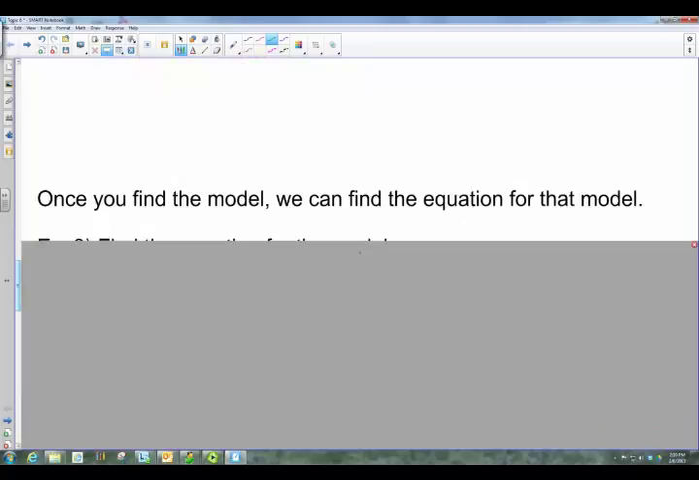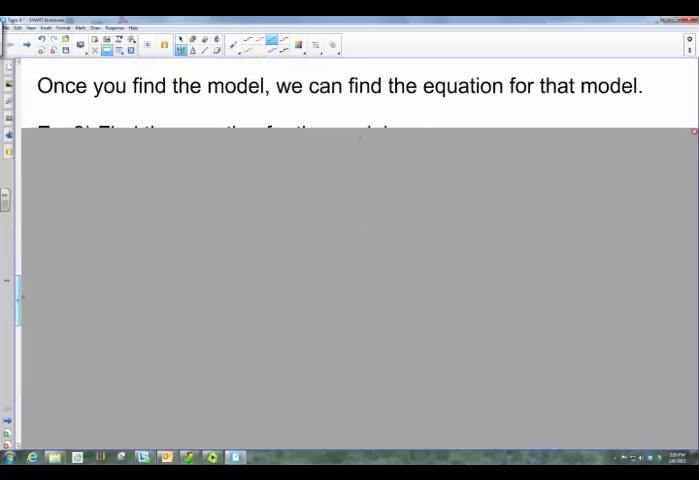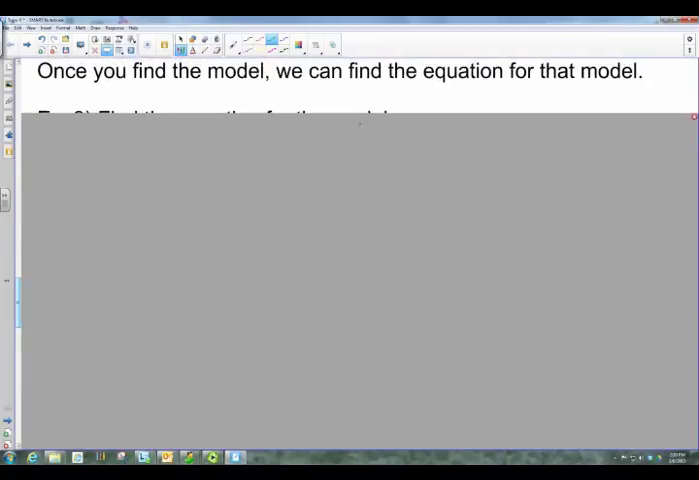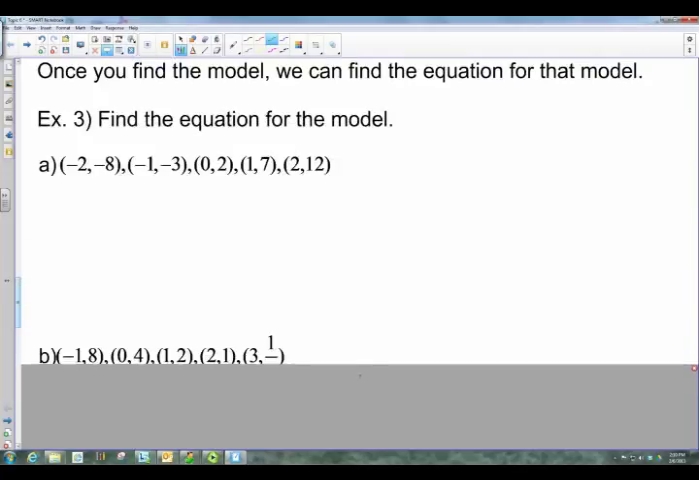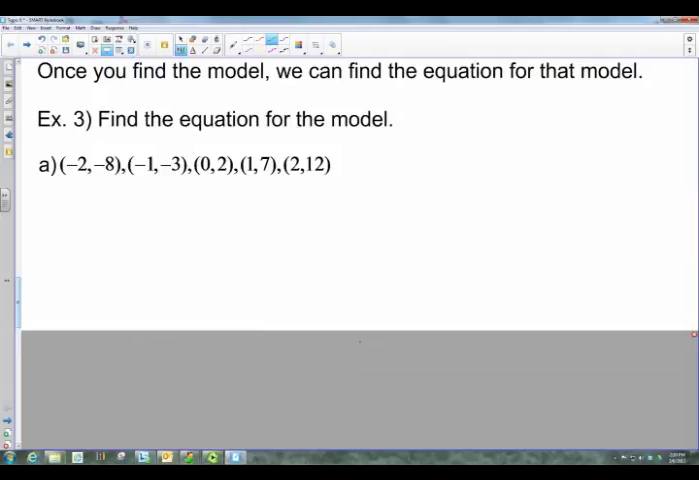Now finally, we want to find the model that fits. And remember, when we talk about models, we're talking equations. So we want to know what's the equation that works for all of these.